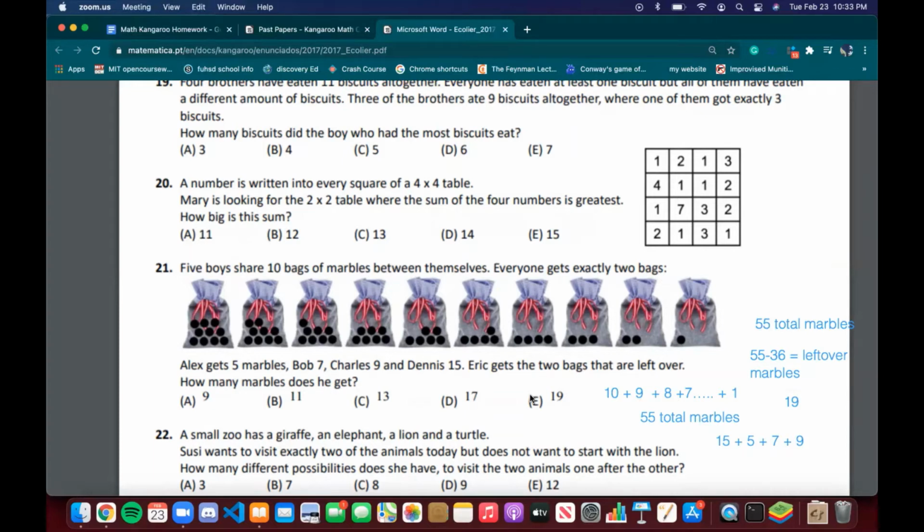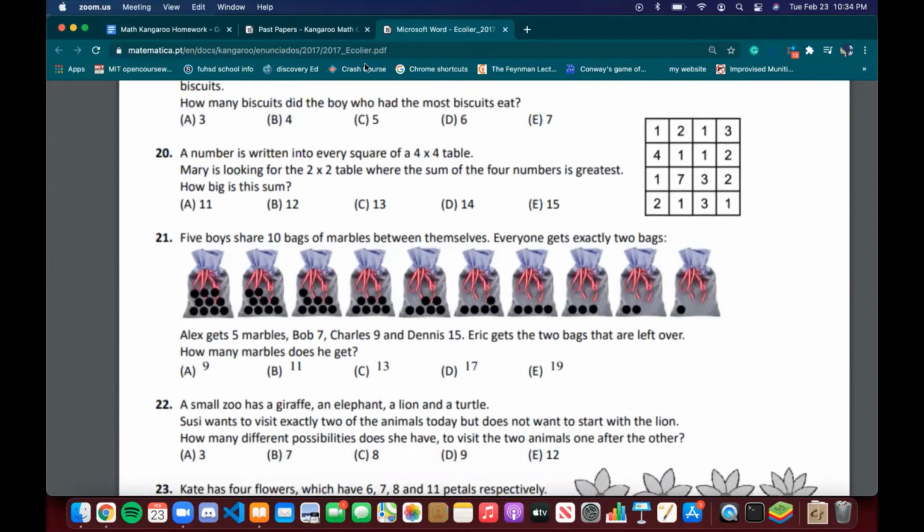So this problem, don't waste your time. If you can cut corners, then cut corners. Don't waste your time by figuring out who gets which bags of marbles. All you have to do is just count the total number of marbles and subtract it from the ones that the first 4 get, and then the last one goes to the last person. Don't waste your time doing things that aren't necessary.